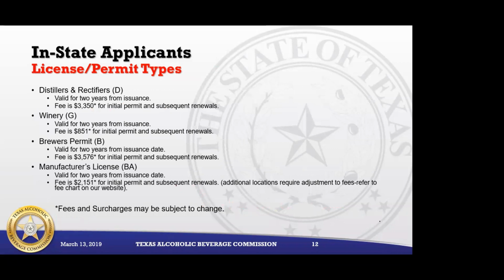Now let's talk a little about the application processes for in-state permittees and licensees that are in our manufacturing tier. First, we have our distillers and rectifiers, commonly known as distilleries, represented by the letter D. This permit authorizes permit holders to manufacture distilled spirits and to rectify, purify, and refine distilled spirits.